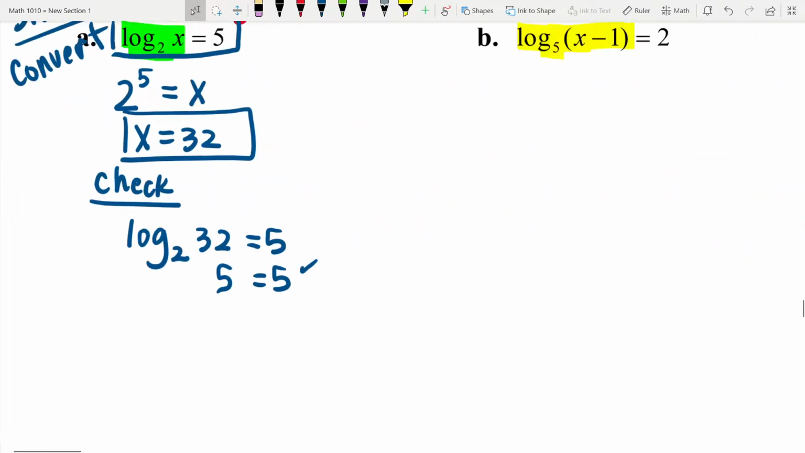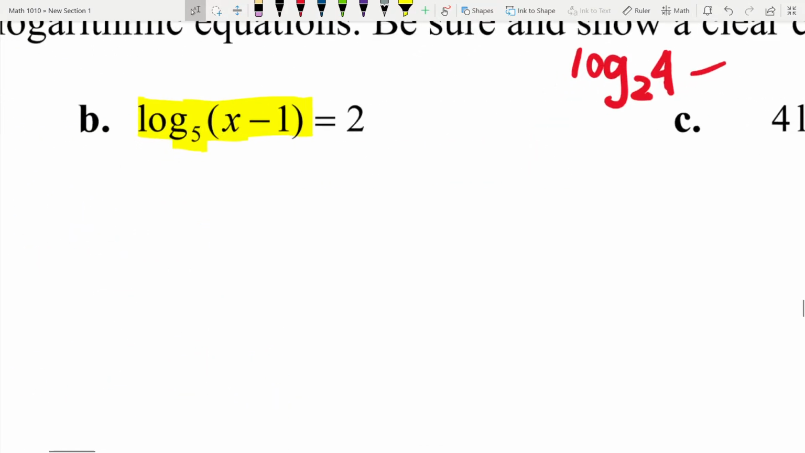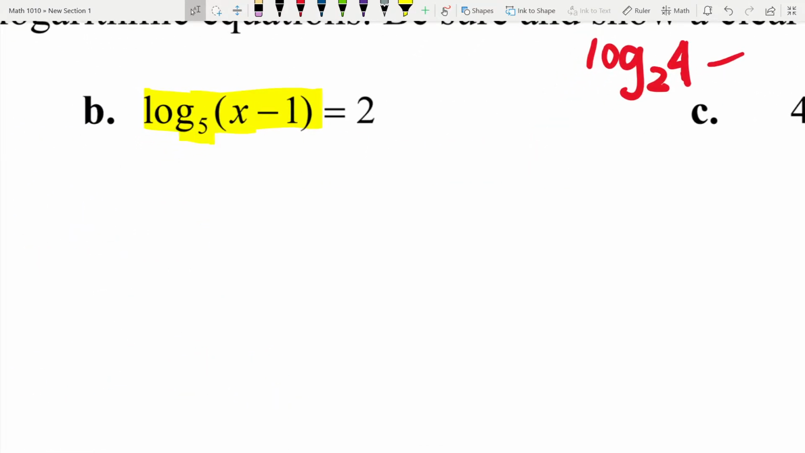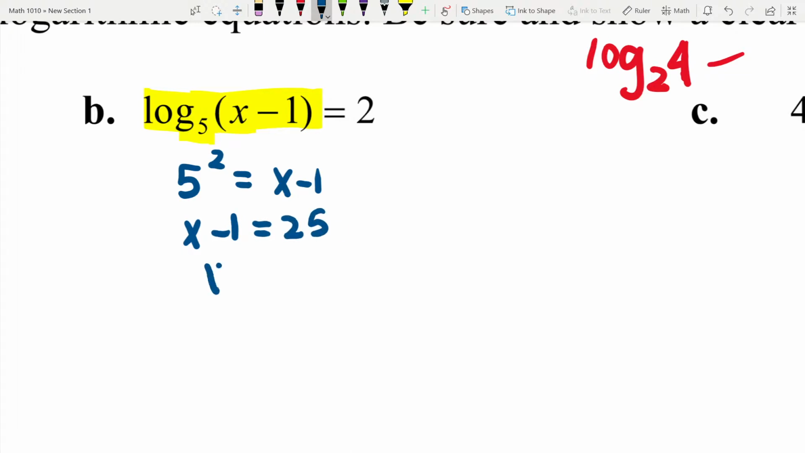And you guys better be talking to me, okay? You got to understand this. Look at B. Every person in this room, stuck or not stuck? Stuck. When you get stuck, what do you do? Convert it. So this is 5 to the other side, which is a 2, is equal to x minus 1. Now I drop parentheses around the x minus 1 because it doesn't do me any good. And now I'm going to write x minus 1 equals 25. 5 to the second is 25. Move my 1 over, and I get x equals 26.